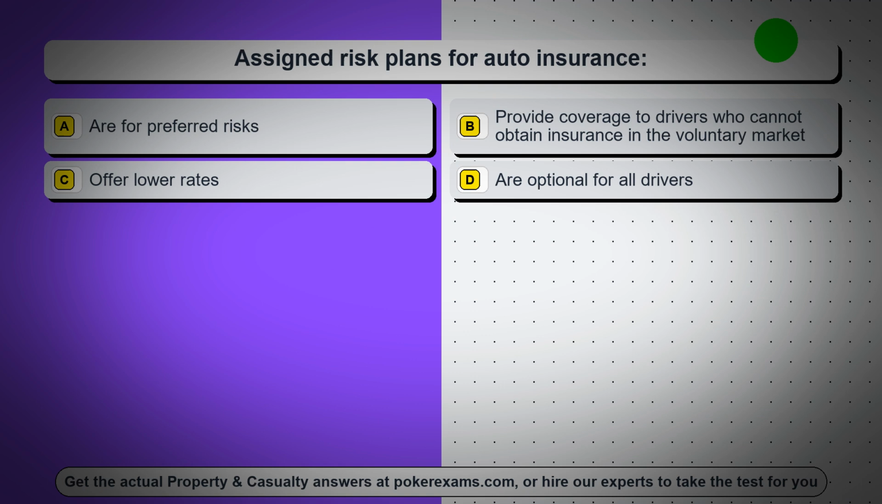Question 3. Assigned risk plans for auto insurance. Option A. Are for preferred risks. Option B. Provide coverage to drivers who cannot obtain insurance in the voluntary market. Option C. Offer lower rates. Option D. Are optional for all drivers.